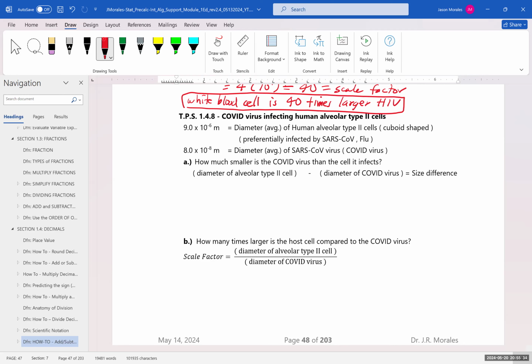So the answer to part A should be 8.92 times 10 to the negative 6 meters. And the answer to part B should be a scale factor of 112.5. That should be your scale factor. All right, give that a try and let me know how you do.